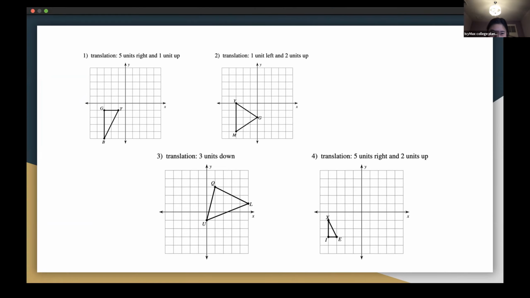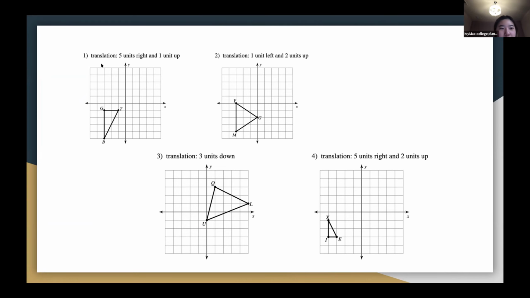So for the first one, it says 5 units to the right. So you just move every point 5 units to the right, which means you add 5 to the x coordinates. So 1, 2, 3, 4, 5. Same thing as G and T. Make sure you measure it, like here's 2 units like that.